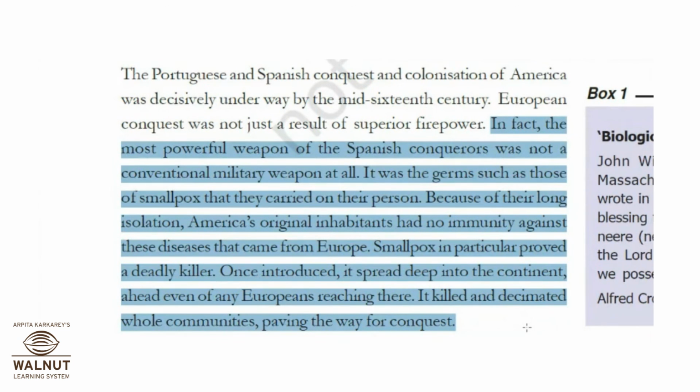Whatever I have marked, you have highlighted, you have to mark it for the reason: what weapons were used by the Spanish to conquer America. Or a one line answer, like what was the weapon used. Whatever was used by the Spanish conquerors to conquer America. So such questions will be asked.